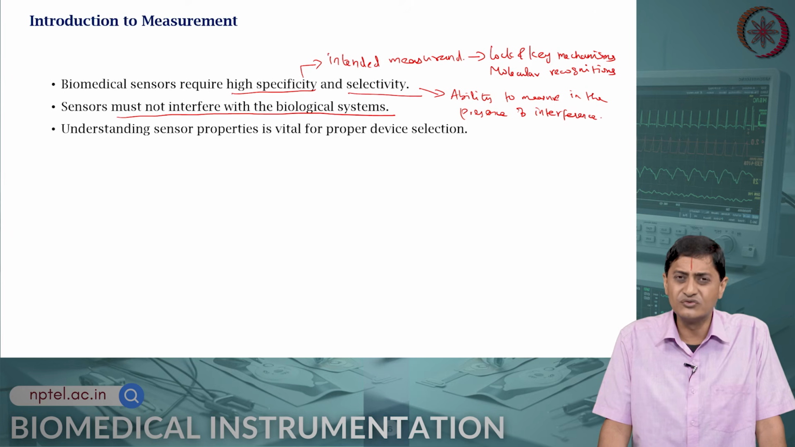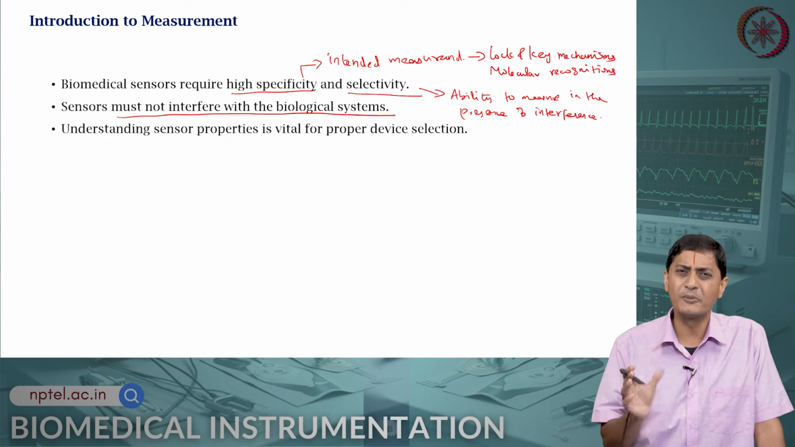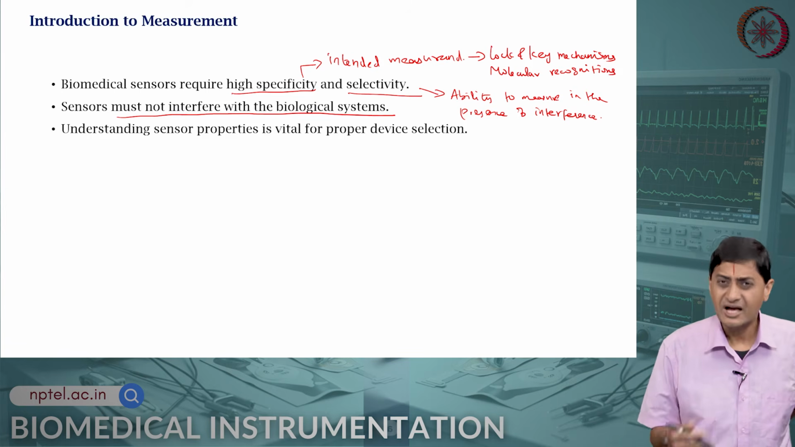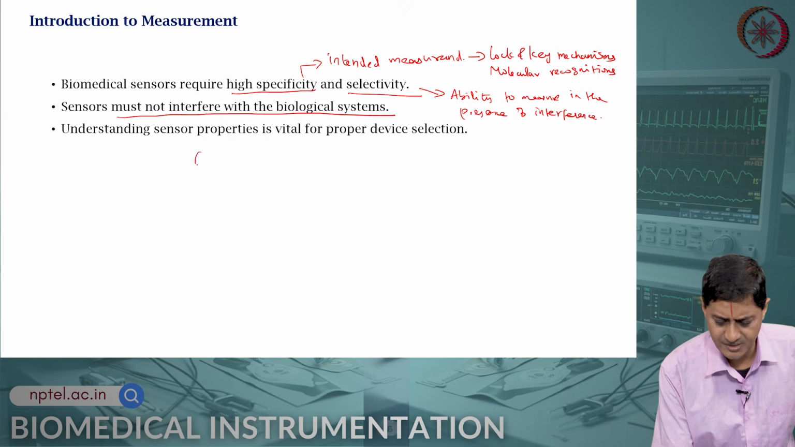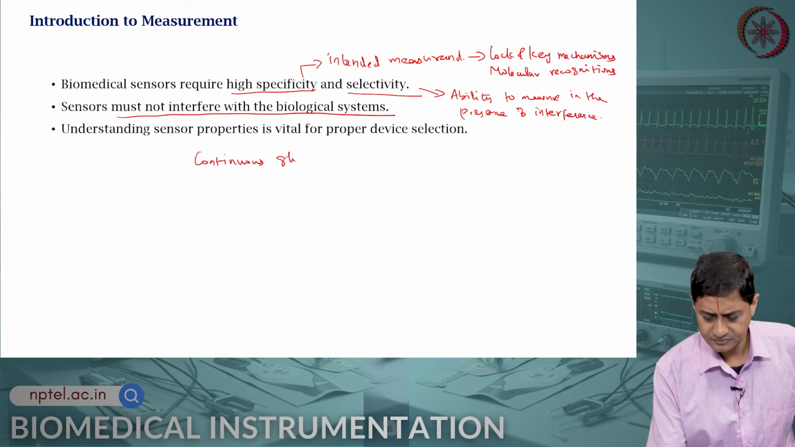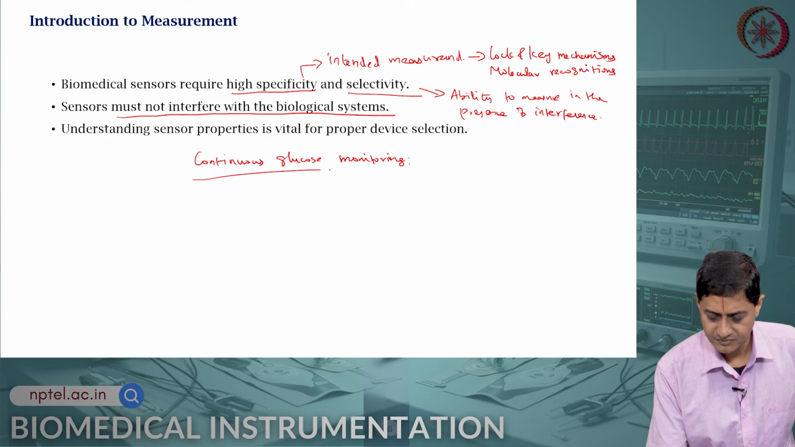So, it is useful to understand what are the properties of the sensor and the physiological system, so that you can appropriately choose the device for this. For example, I am interested in continuous glucose monitoring. Well, okay. For example, this is a system in diabetes patients. I am interested in continuously monitoring glucose.